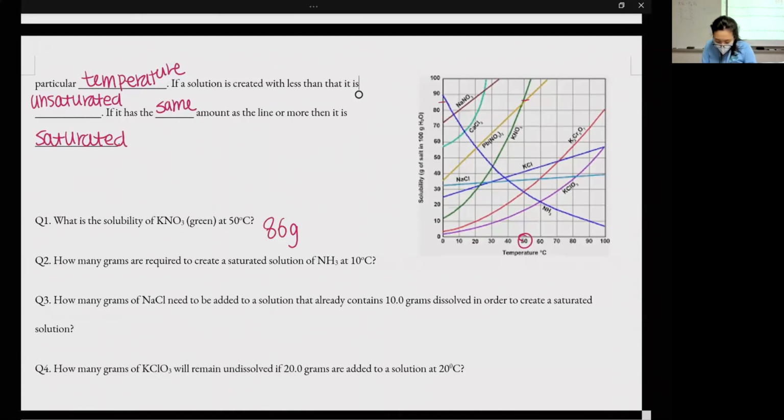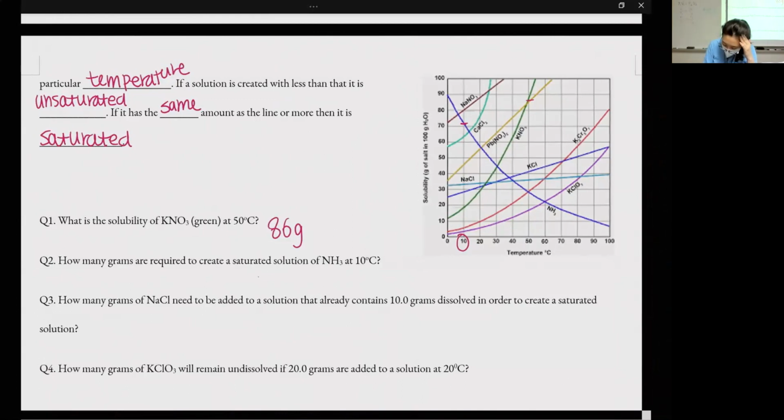Question two, how many grams are required to create a saturated solution of NH3 at 10 degrees Celsius? So NH3 is the purple line right here. No, blue line right here. So at 10 degrees Celsius, it's right there, about 71 grams. So you will have to add 71 grams of NH3 to make a saturated solution.